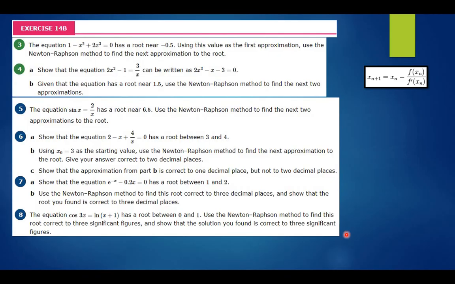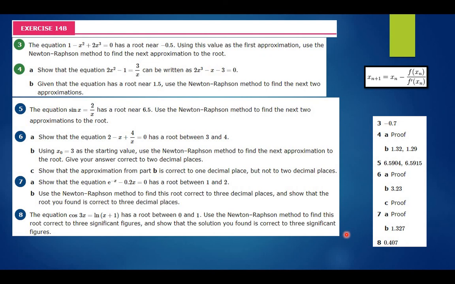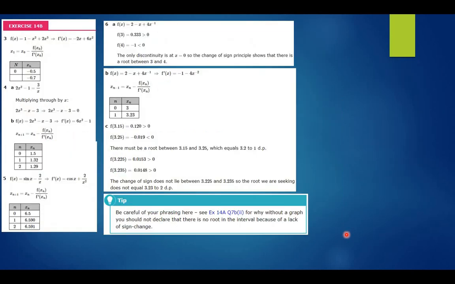Here are some questions for you to have a go at from the textbook. Here are the quick answers, and I'm going to now show you the worked solutions from the textbook. Here's the next page.